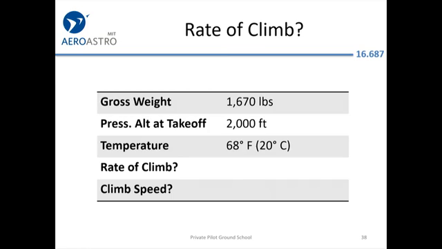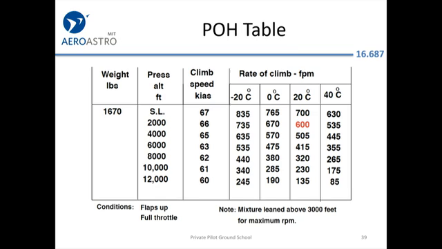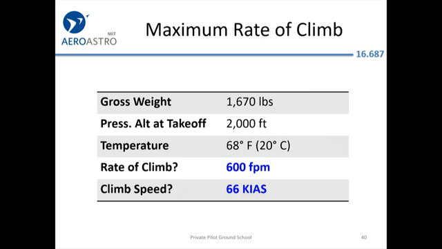Okay. What is the rate of climb here? We're at a gross weight of 1,670 pounds. It's 2,000 feet. How do we figure that out? This is one of the FAA example tables, and it's as simple as finding the right row and column in the table.